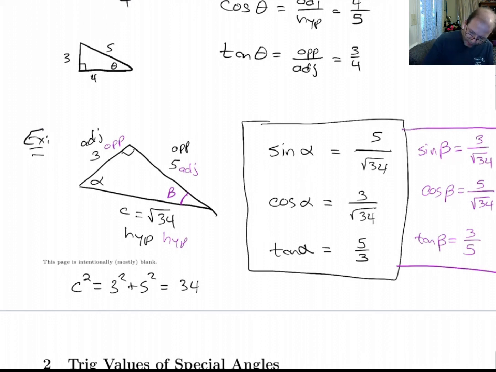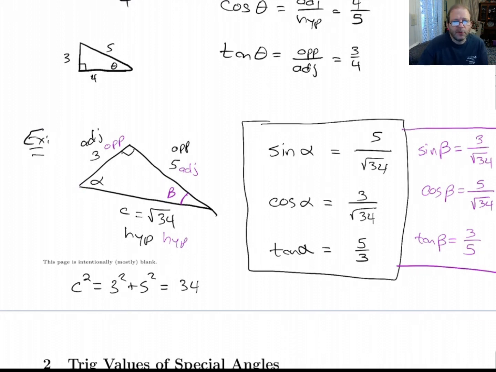Notice, when we go from alpha to beta, the sine and cosine, they swapped places. That's where the name cosine comes from. Cosine means, the etymology of it is, it's the sine of the complementary angle, or the complementary sine. And these two angles are complementary over here because they have to add up to 90 degrees.